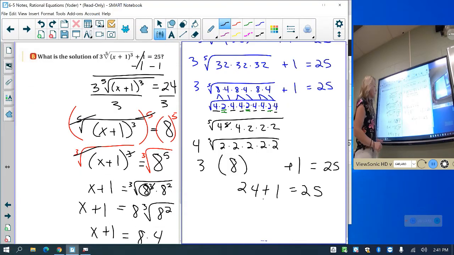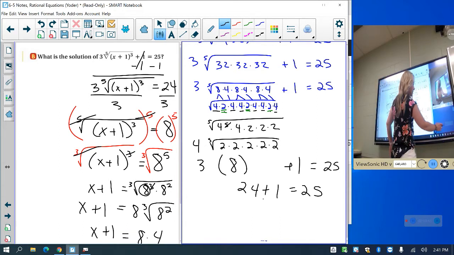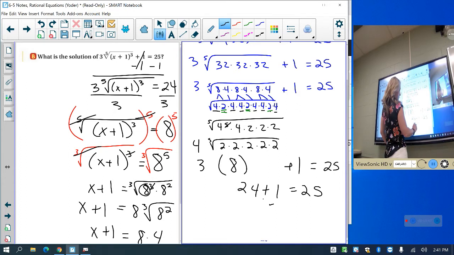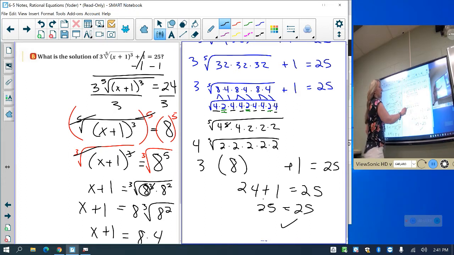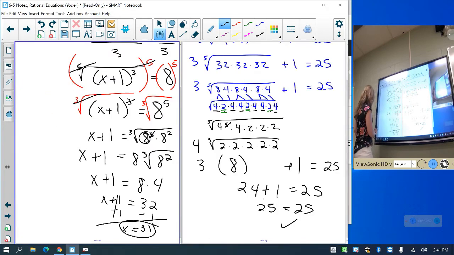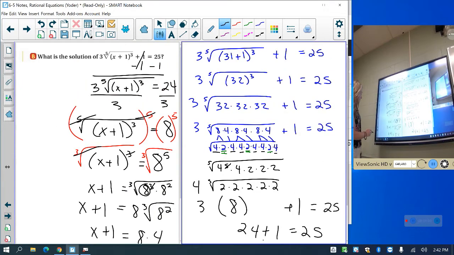Now, we are going to, so 24 plus 1 is 25. 25 checks out. Now, this is a lot of work. If you want to use Desmos, that's fine. But we came up with the correct solution. Now let's look again at the next one.